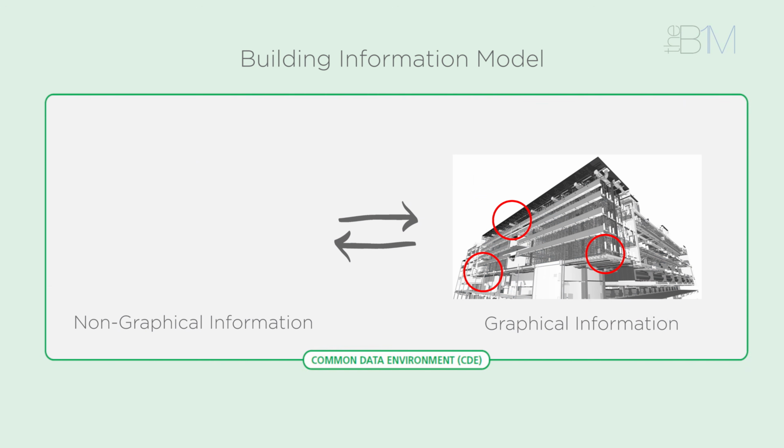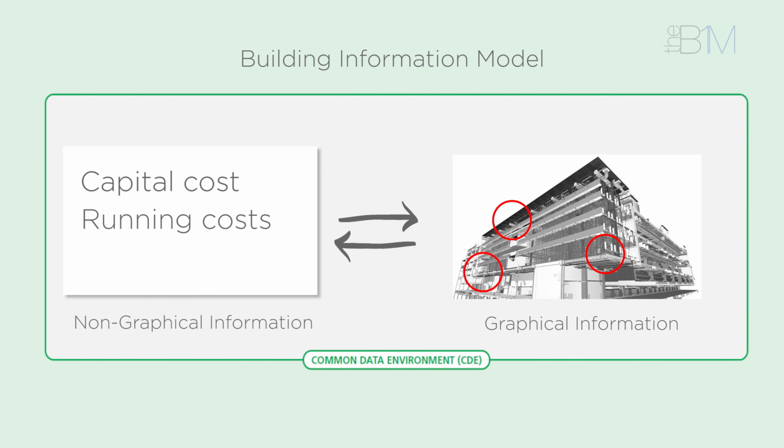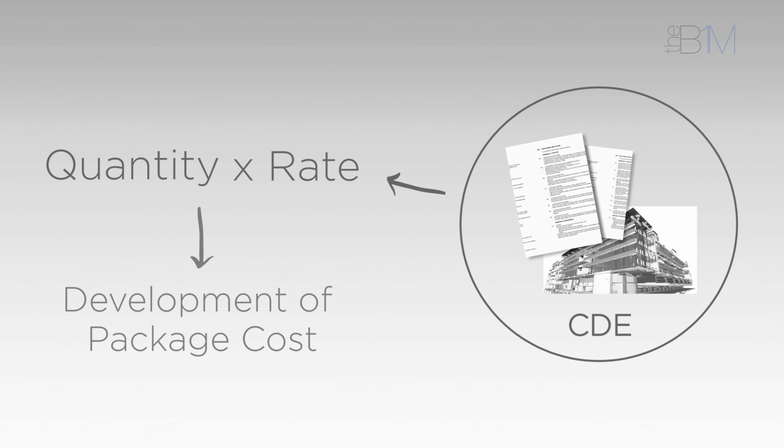Those estimates can consider the capital cost of purchasing and installing a component, the running costs associated with it once in use, and the anticipated price of renewing it in the future, all based on the data and information associated and linked to that particular component. With the graphical model and its attribute data developed, cost managers can very quickly determine the quantity of a particular component, applying rates to those quantities to reach an overall cost for that package. Those package costs are then combined to build an overall picture of a project's cost.